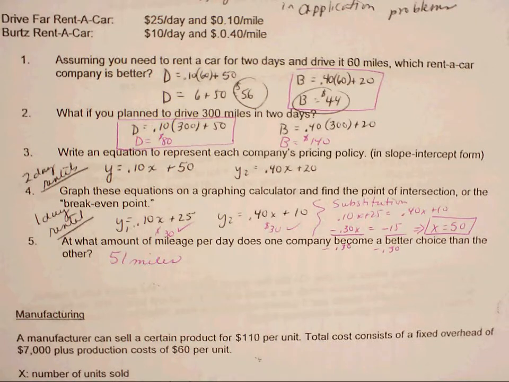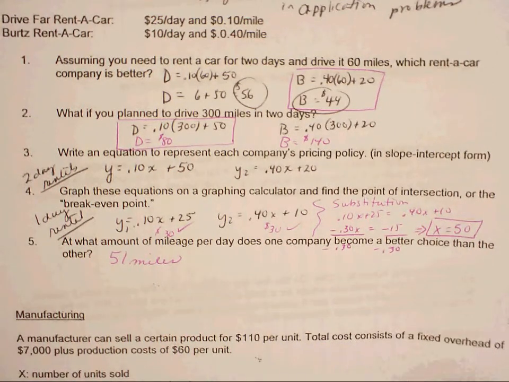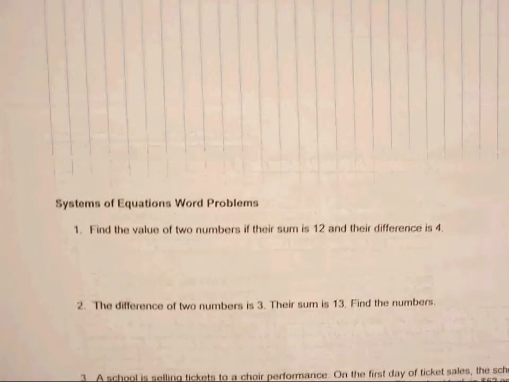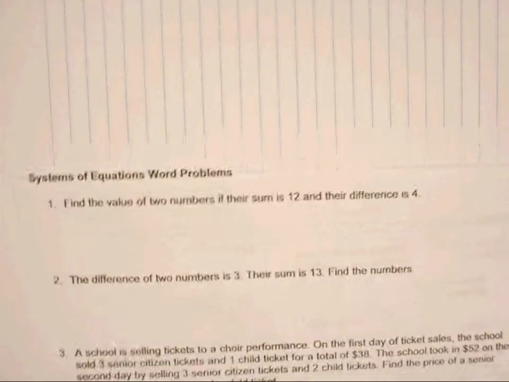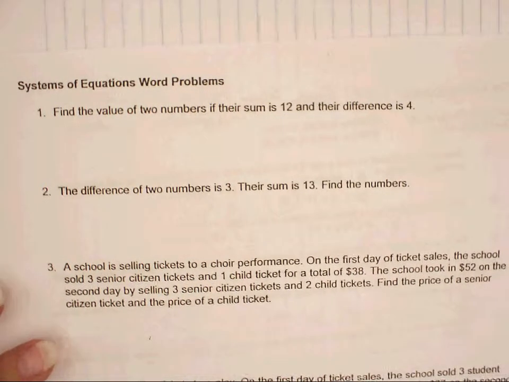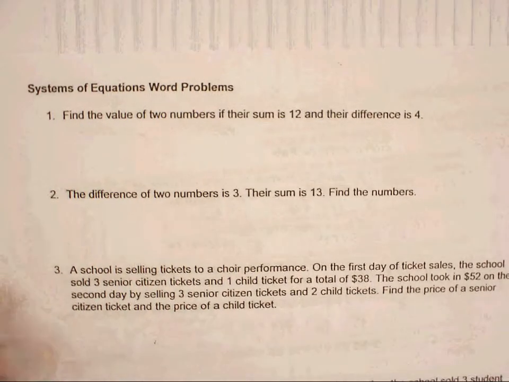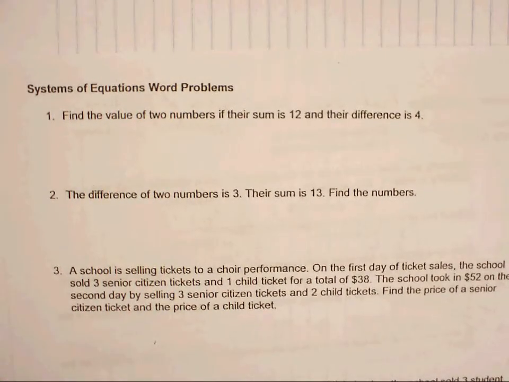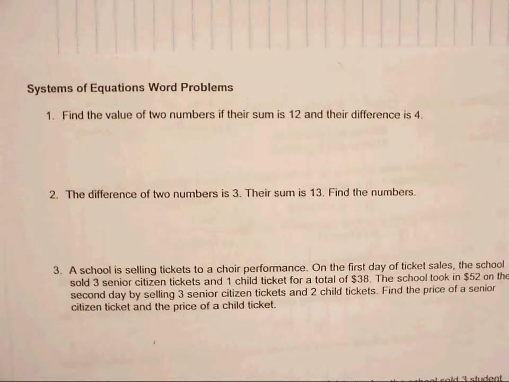All right, so you guys are going to do the manufacturing question. Let's jump over to different ways you might see these questions come up on a standardized test or an assessment of mine. Find the value of two numbers if their sum is 12 and their difference is 4.